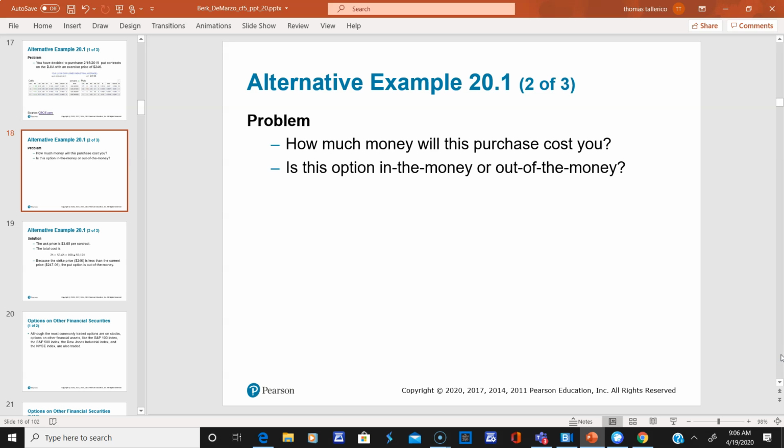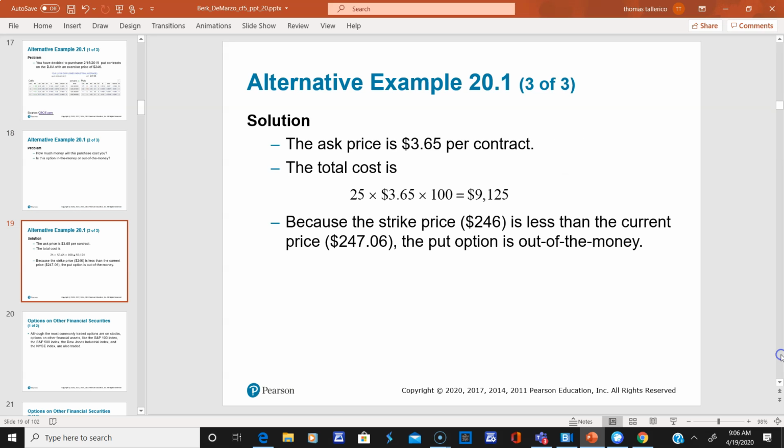So how much money will this purchase cost you if the option is in the money or out of the money on the Dow Jones Industrial Average? So the ask price is $365 per contract. Now there's a multiplier of 25, right? And there's another multiplier to get it to the actual strike price of 24,600. So this is what it's going to cost you.